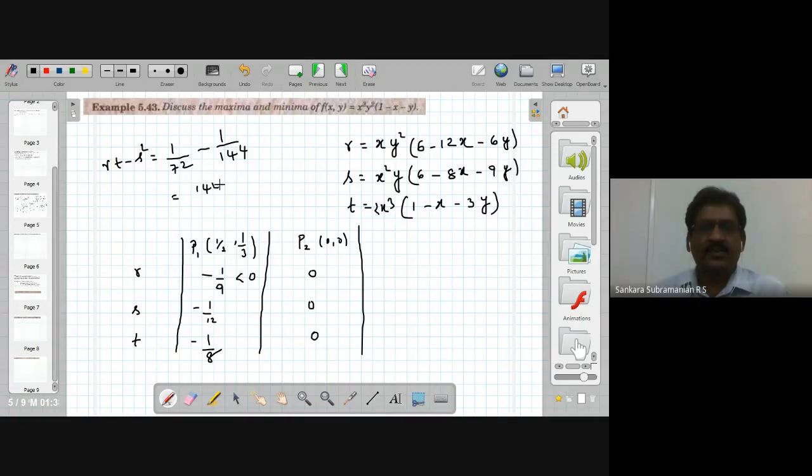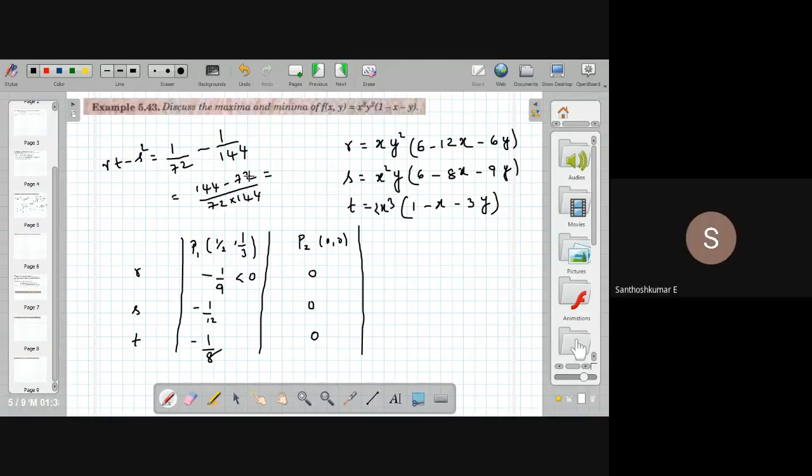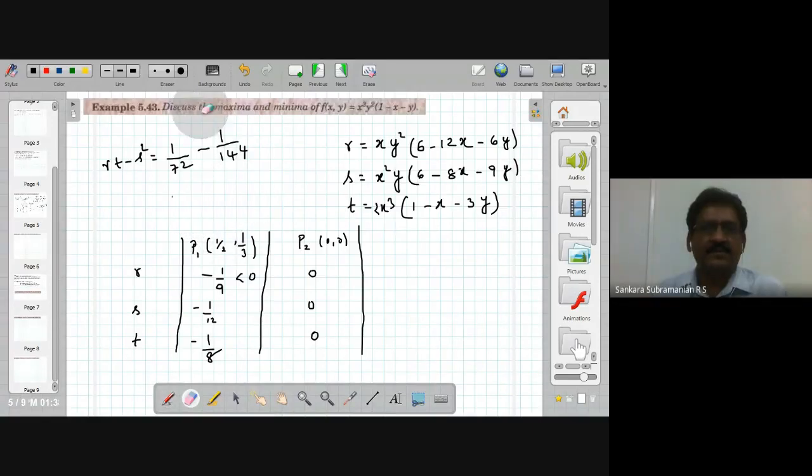So this is 144 minus 72 by this big number. Sir, 72 into 2 is 144. Take 1 by 72 common, 1 minus 1 by 2. Okay, fine, so you are telling LCM. So 144 LCM. 2 times of 72 is 144 minus 1 times of 144. So you get 1 by 144, which is a positive value.